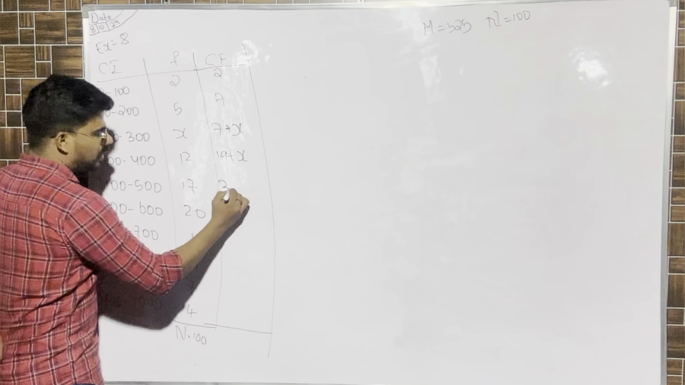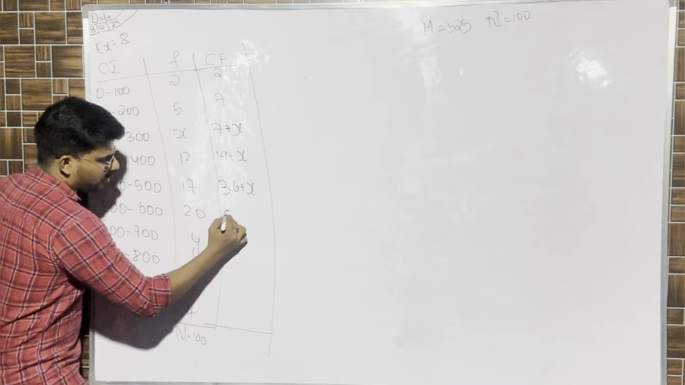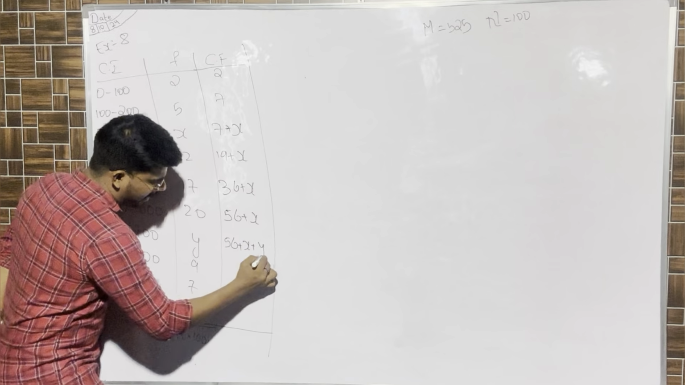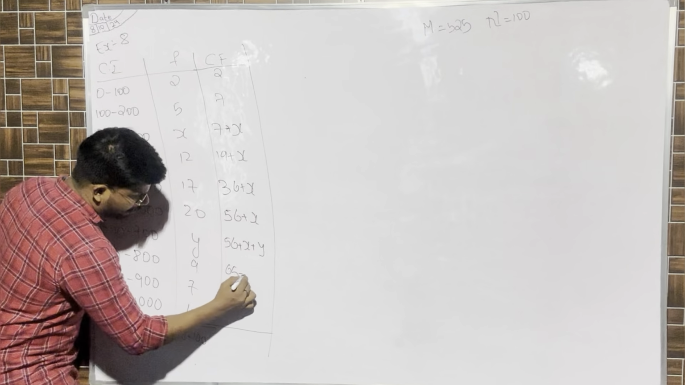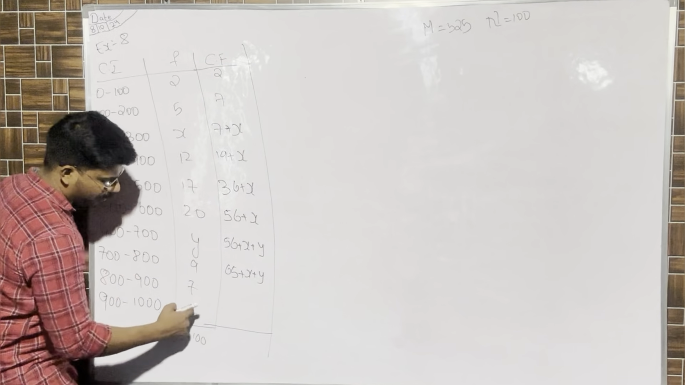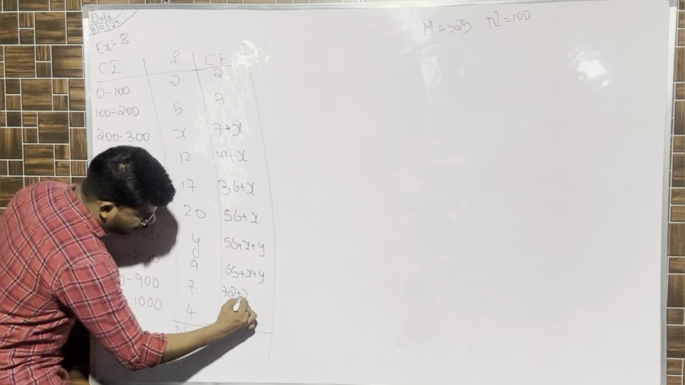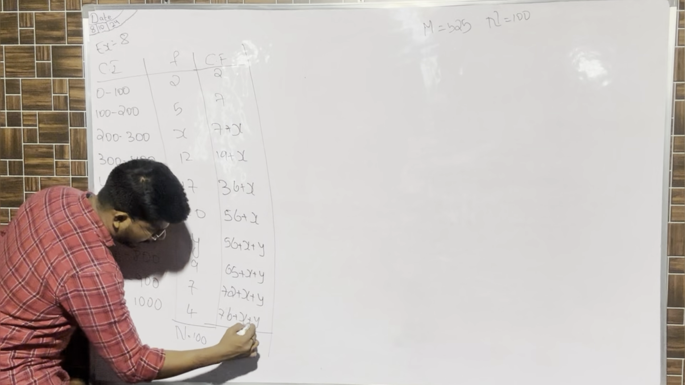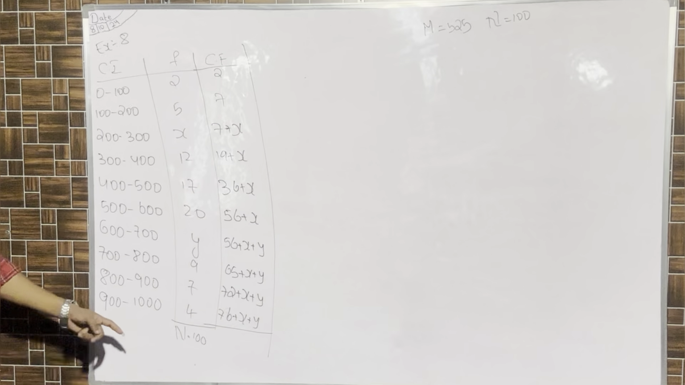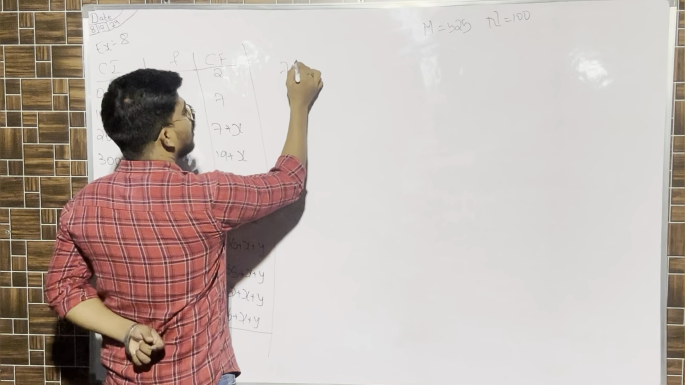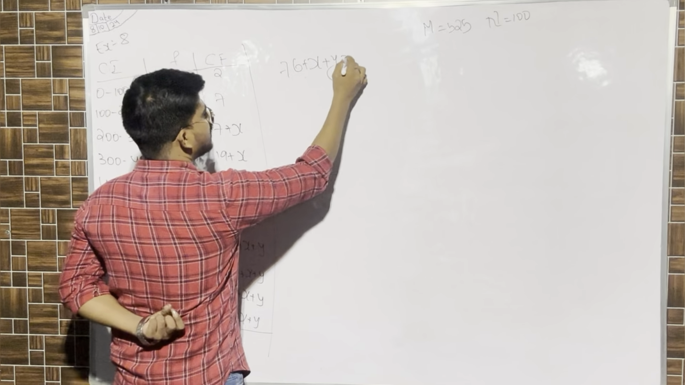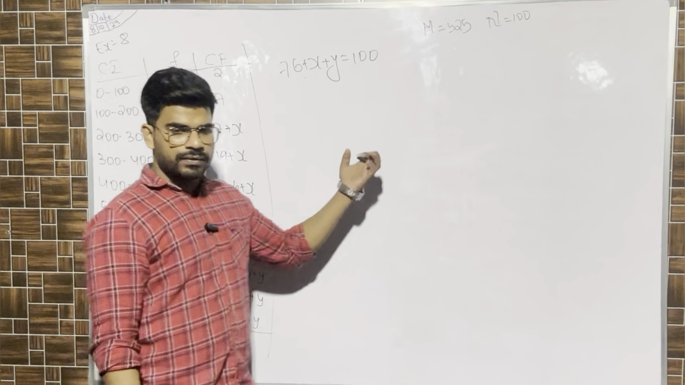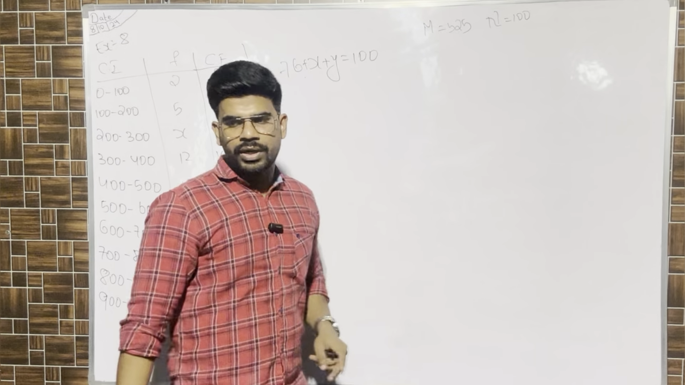36 plus X. 56 plus X. 56 plus X plus Y. 65 plus X plus Y. 72 plus X plus Y. This will be equal to N. You already solved these problems. So 76 plus X plus Y is equal to 100. 100 is already given in the question. N, the number of terms, which is the frequency, is given, and the median is also given, 525.